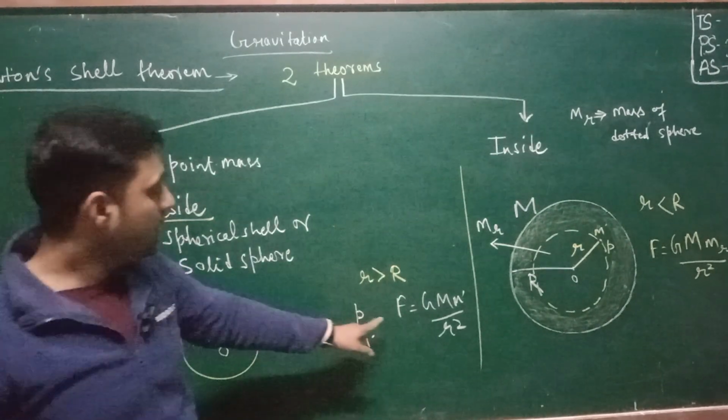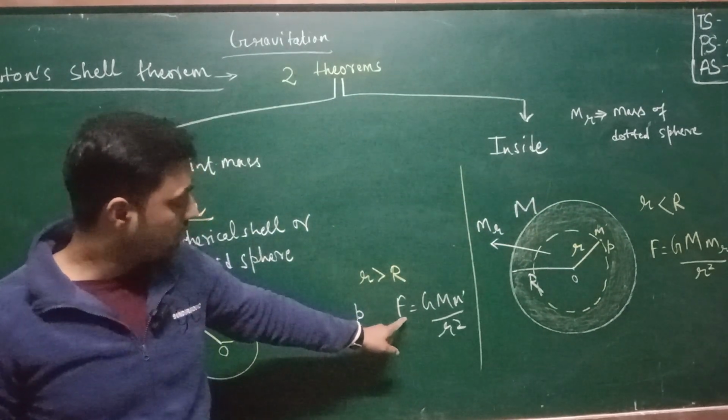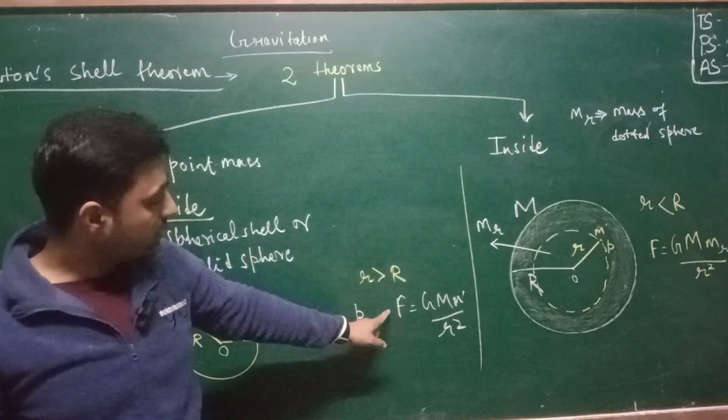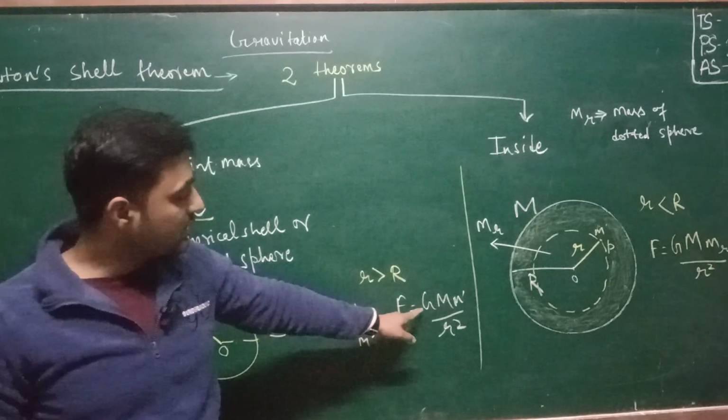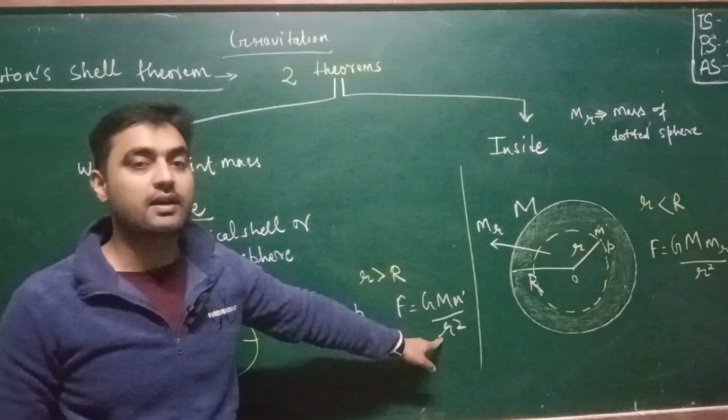So we can apply Newton's law of gravitation for gravitational force, that is G times m dash divided by r square.